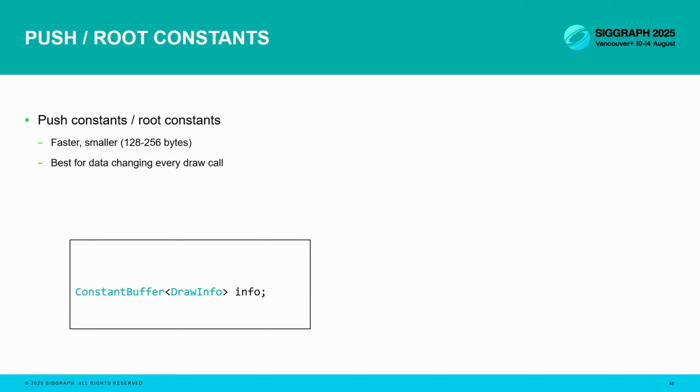Vulkan push constants, also known as root constants in DirectX, are even better than constant buffers when you have a small amount of data that changes every call. They're limited to 128 to 256 bytes usually, but they're good for things like IDs and model transform matrices.